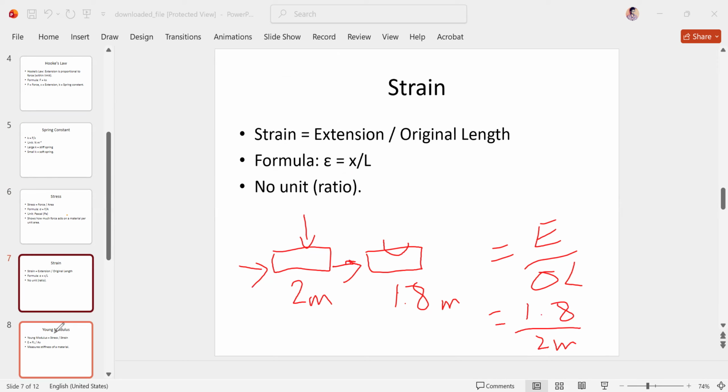I hope you understand, the formula is x over L. X means extension, divided by its original length. It is a ratio, meter cancelled by meter, so the units cancel and it becomes a ratio. Strain is the change in the body's shape or size after the force is applied. The change in the body's shape or size we call strain.